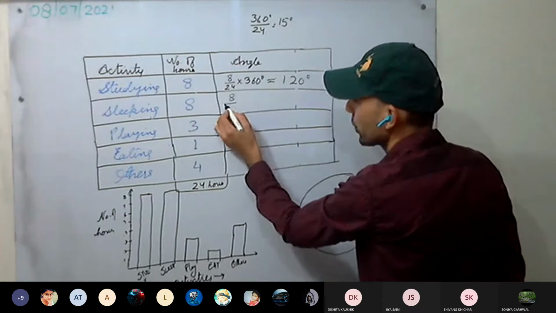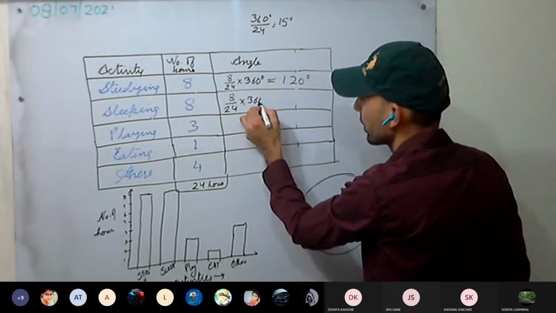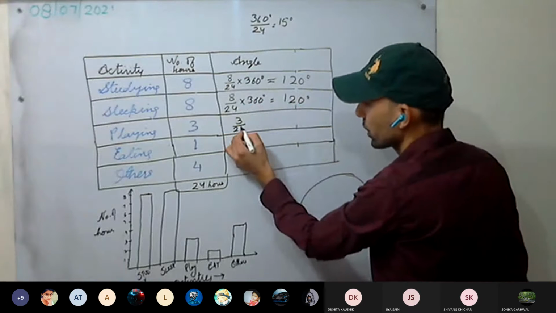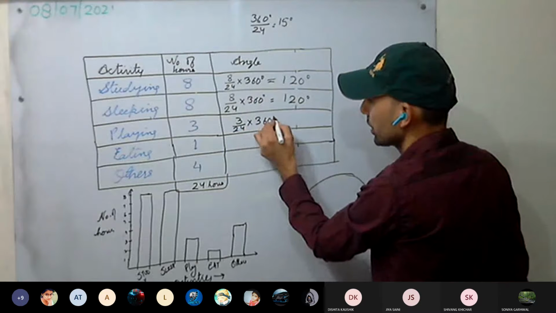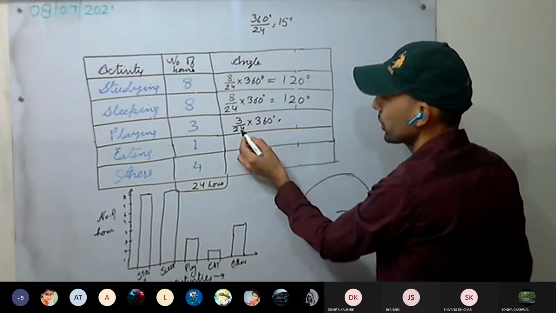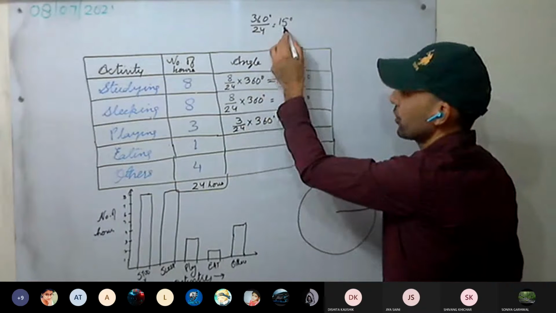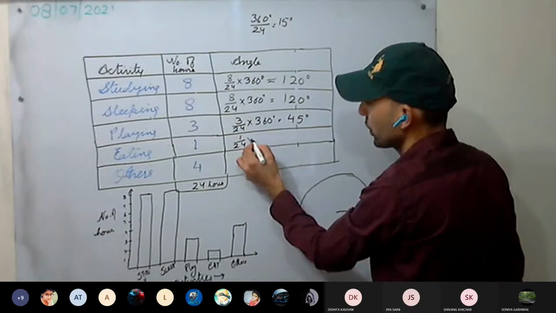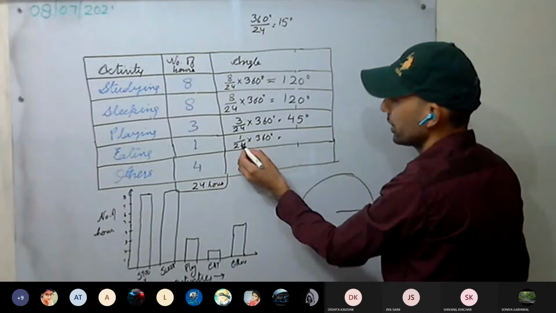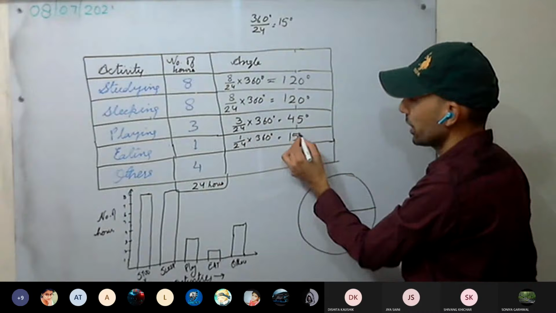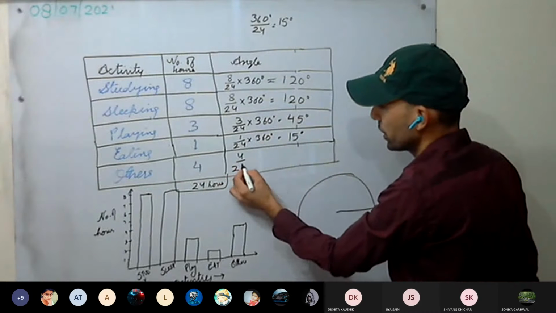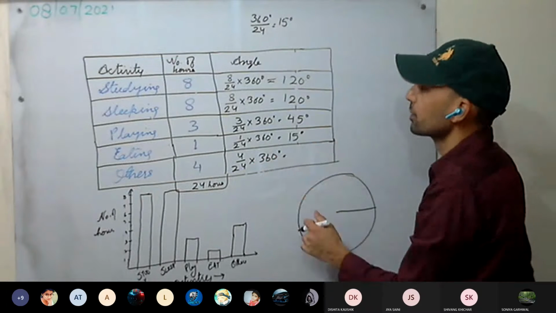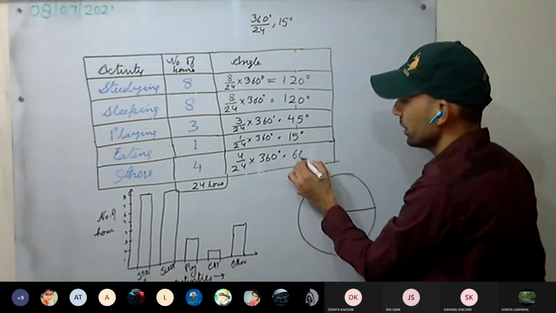Next one: 8 out of 24 into 360 degrees. Again 120 degrees. 3 out of 24 into 360 degrees. 360 upon 24 we have already calculated as 15. 15 into 3 is 45 degrees. 1 upon 24 into 360 degrees. You already calculated this; multiply with 1, 15 degrees. 4 upon 24 into 360 degrees. How much will it be? 60 degrees.